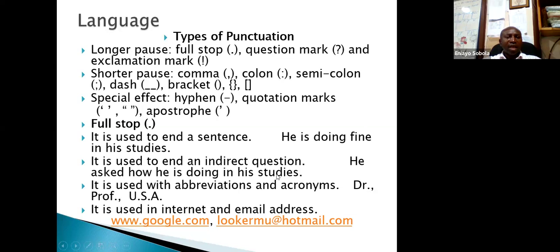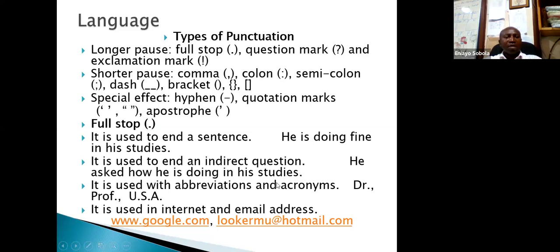For example, ask how he's doing in his study. He asked how he's doing in his study. You saw that someone asked a question, but the person did not ask directly. Someone else asked to present it, because the person being asked about is still doing his study at the moment. He asked how he's doing in his study. The full stop here indicates that it is an indirect question.